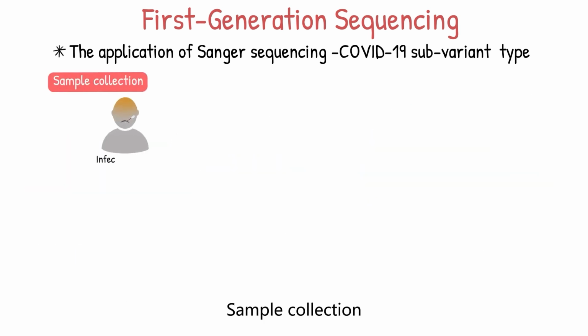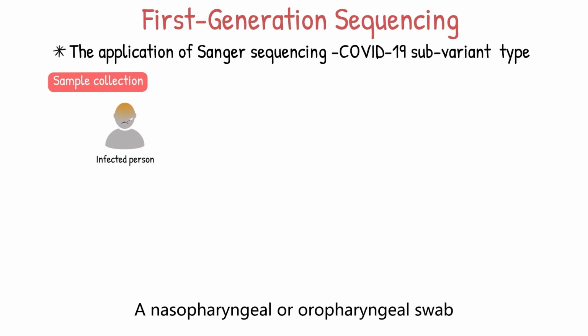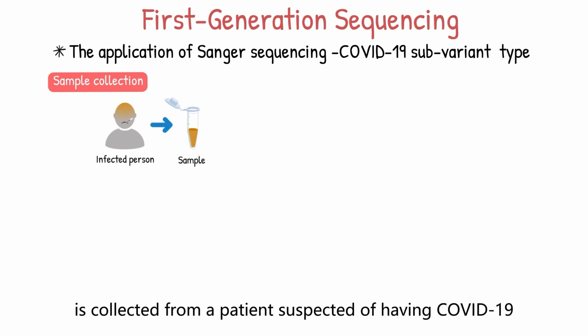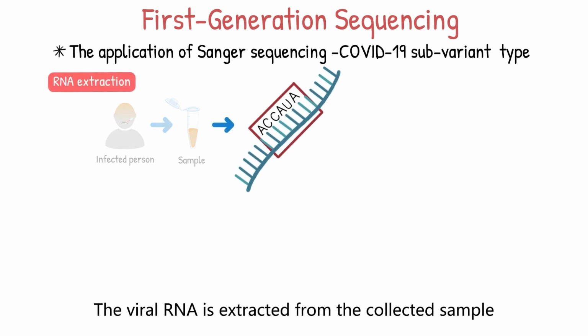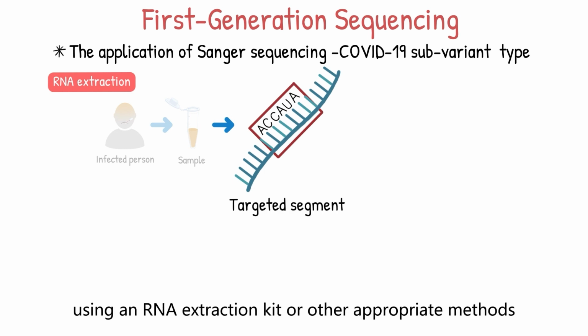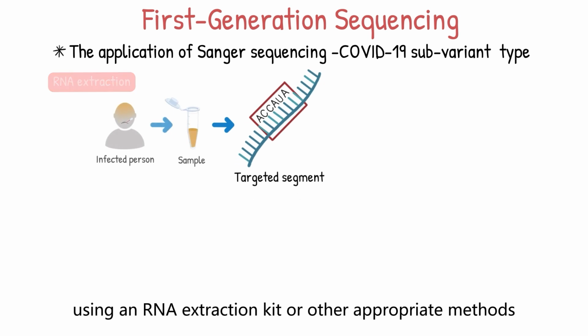Sample collection. A nasopharyngeal or oropharyngeal swab is collected from a patient suspected of having COVID-19. RNA extraction. The viral RNA is extracted from the collected sample using an RNA extraction kit or other appropriate methods.